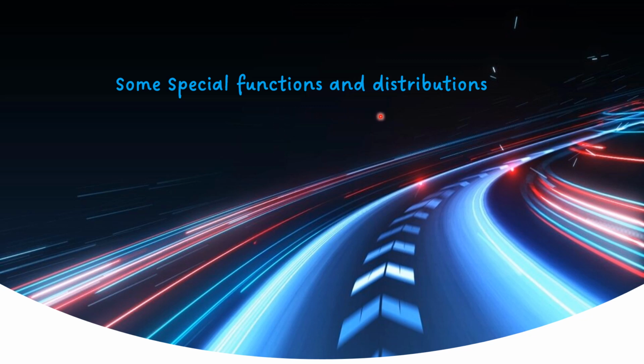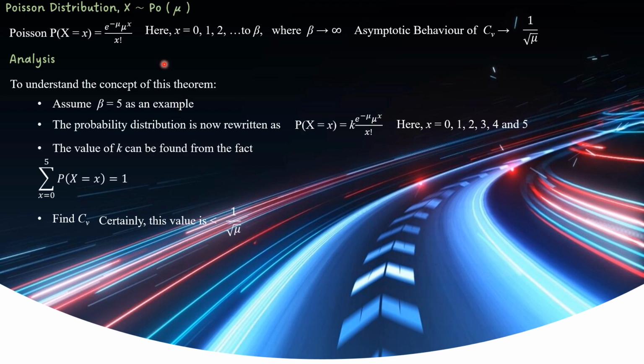Now, some special functions and distributions are discussed here. The very first one is the Poisson distribution. This is a discrete distribution, which is well known. If, for example, beta approaches infinite, I didn't write it in the normal conventional way from 0 to infinite, but I wrote it as 0, 1, 2, integer x, taking all of those integers, and then when b approaches infinite, you can analyze and find out that the asymptotic behavior of the coefficient of variation will become 1/√mu, where mu is the parameter of your distribution. So to understand this concept a bit more in depth, just assume b less than infinity.